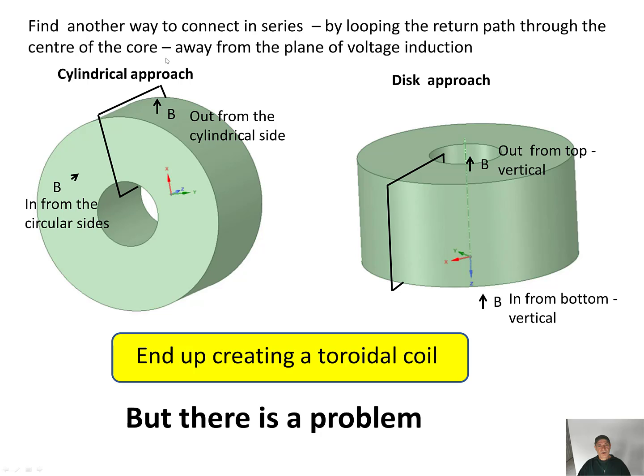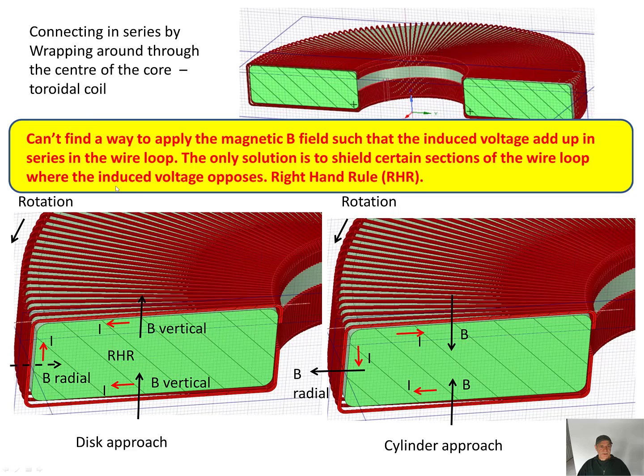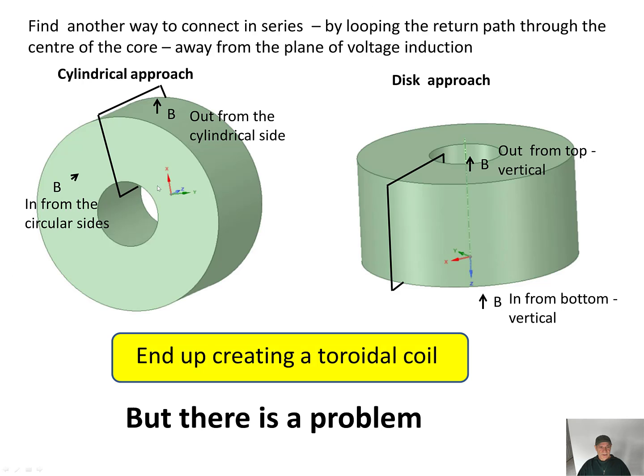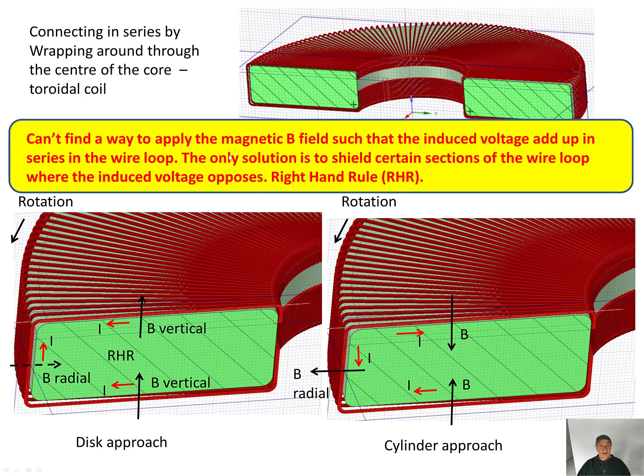So this is the cylinder approach, where the B field is radial. This is where the inductions occur. So we loop around through the center, and for the disk approach, the field is vertical and we loop around. Basically what we're doing is creating a toroidal core, but there's a problem. Connecting in series by wrapping around through the center of the core would in fact be creating a toroidal core.